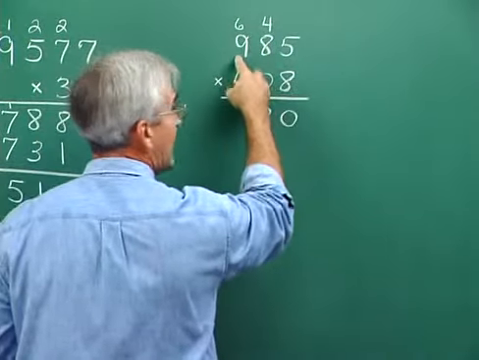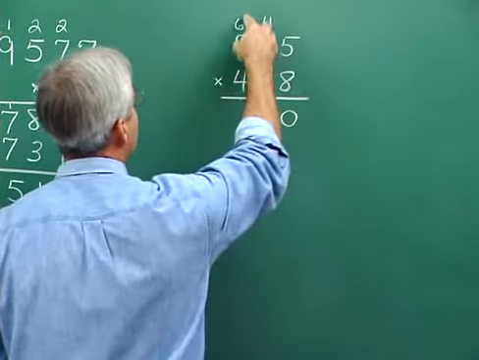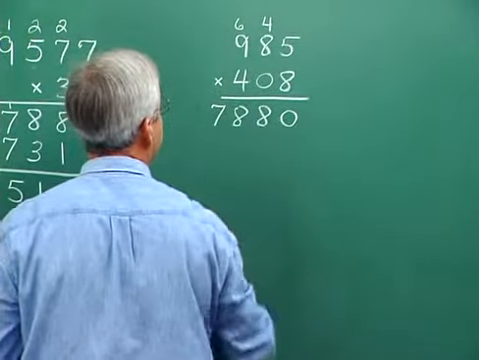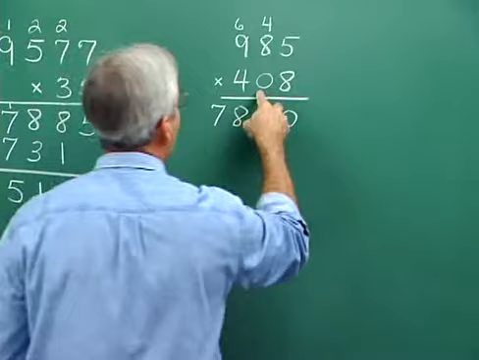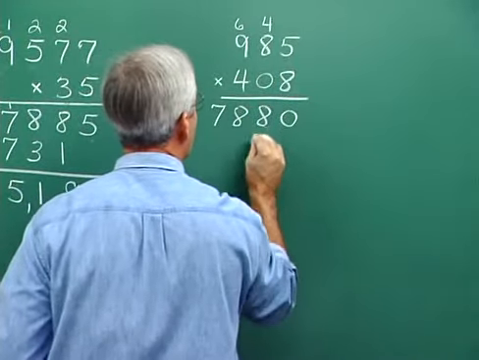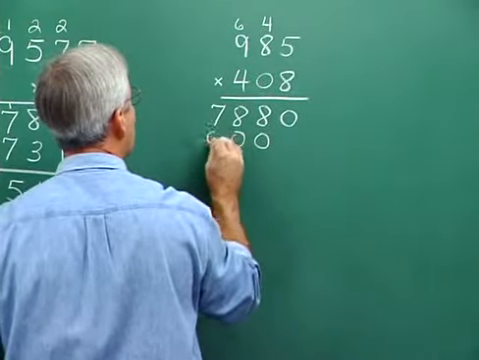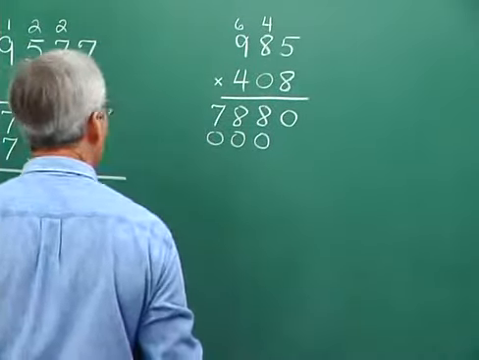8 times 9 is 72. 72 and 6 is 78. Now, 0 times 5 is 0. 0 times 8 is 0. 0 times 9 is 0. You see, we just have a row of zeros.